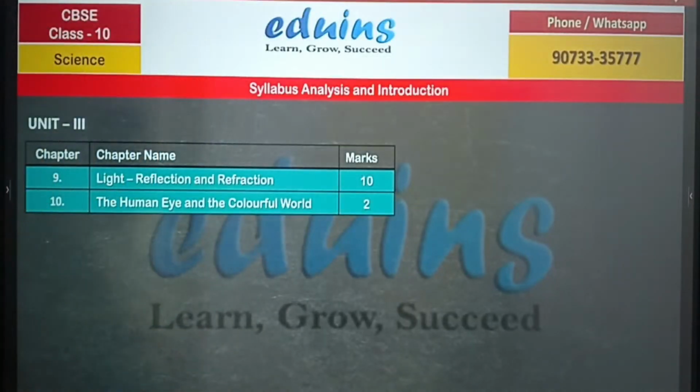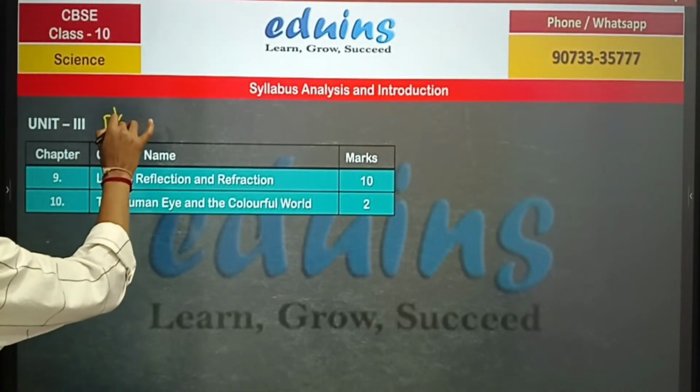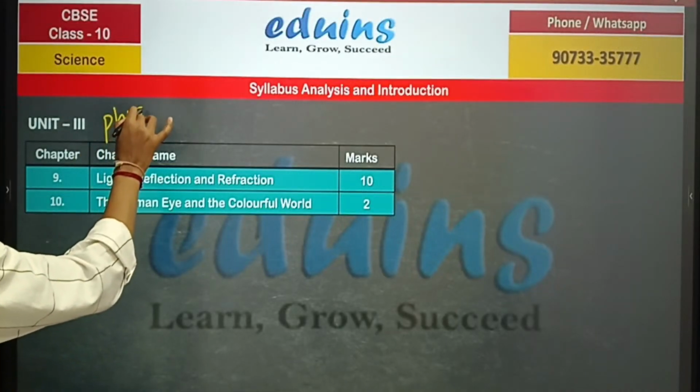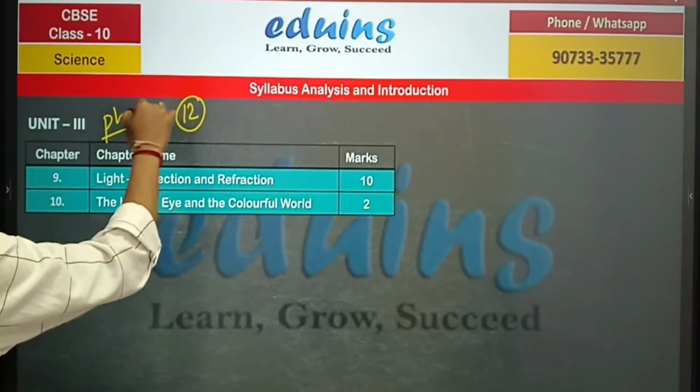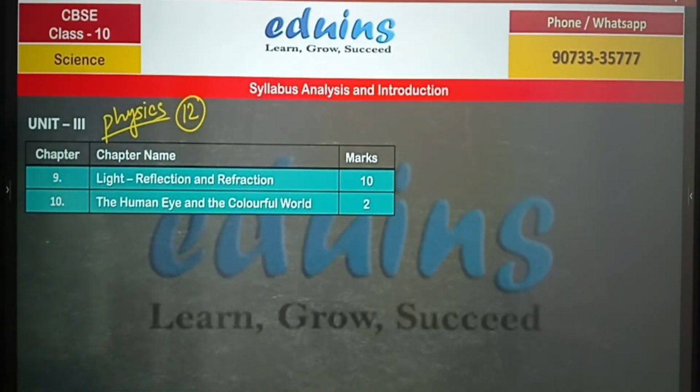Next part is unit 3. There are 2 chapters. One is light, reflection and refraction, and the second chapter is the human eye and the colorful world. This unit is known as natural phenomena, and this is part of your physics, and this unit will cover 20 marks in your board exam.